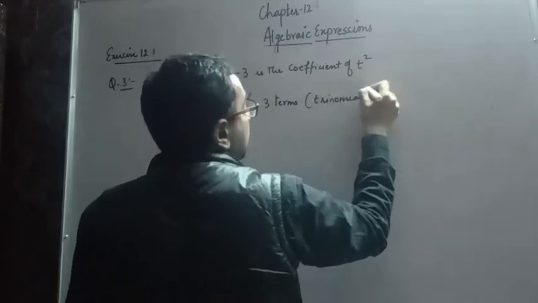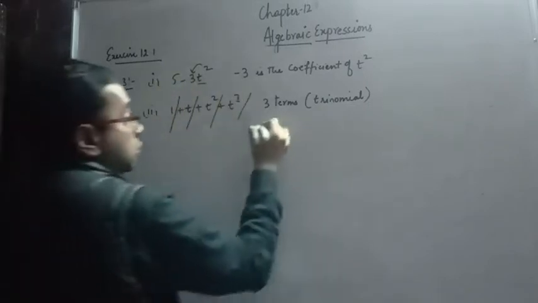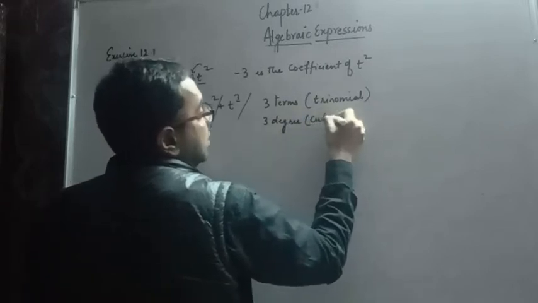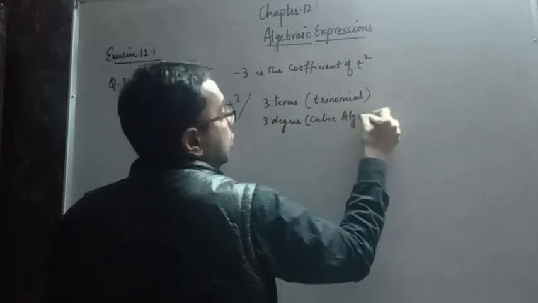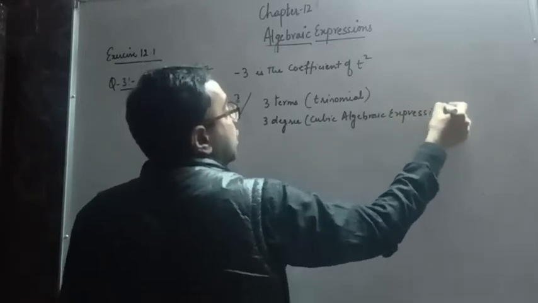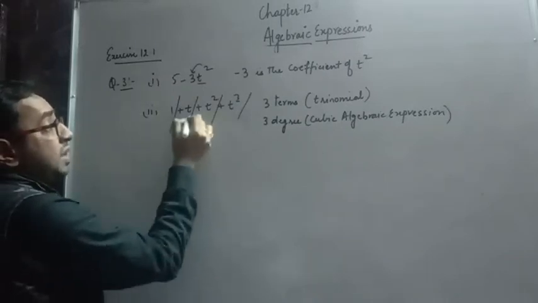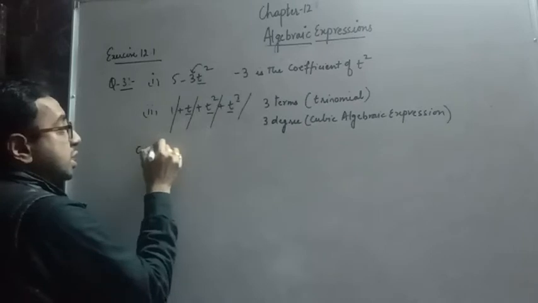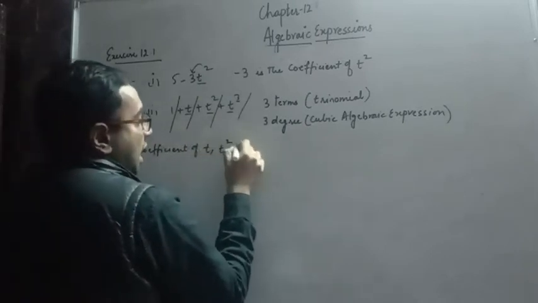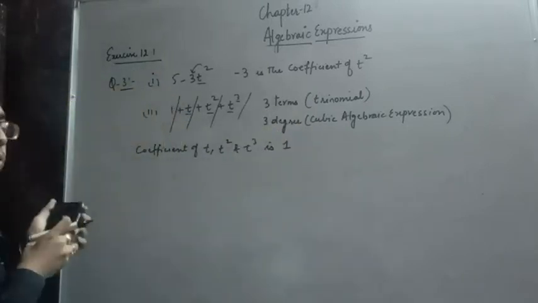Who will tell me the degree? On the basis of degree, what is the degree of the given algebraic expression? Since 3 is the maximum power, so 3 is the degree. Therefore, we'll call it a cubic algebraic expression, or cubic polynomial. One and the same thing. Every algebraic expression is called polynomial. Do remember, right? So how many variable terms are there? The coefficient of t square and t cube is 1. Okay, this way you have to do it.